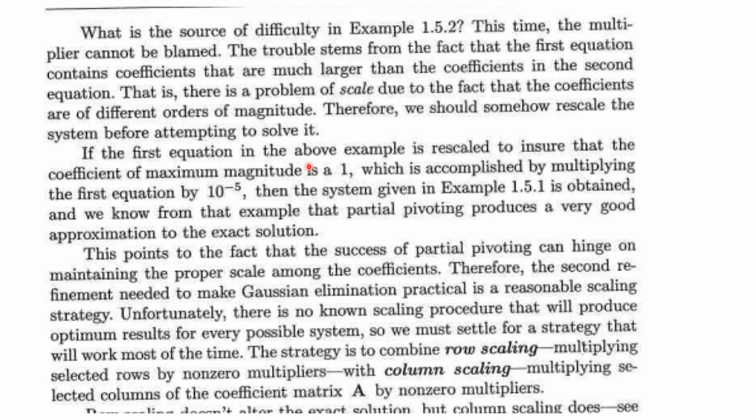So, if the first equation of the example above is rescaled, multiplying all the way through by something so that the coefficient of maximum value is 1, then a different system is obtained, and we know that partial pivoting there produces a very good approximation of the solution. This points to the fact that the success of partial pivoting can hinge on maintaining the proper scale among the coefficients. Therefore, the second refinement needed to make Gaussian elimination practical is a reasonable scaling strategy.